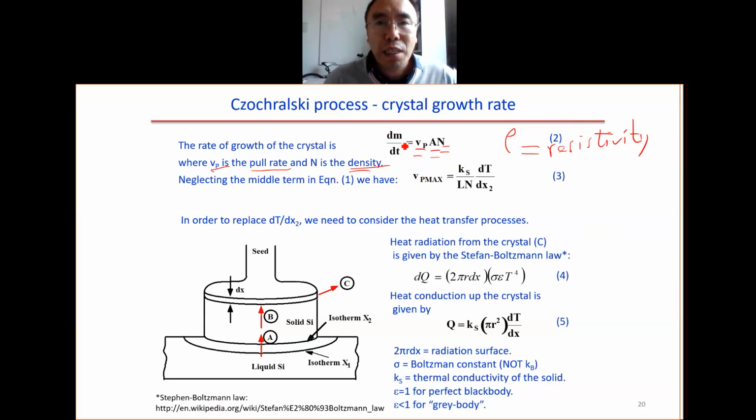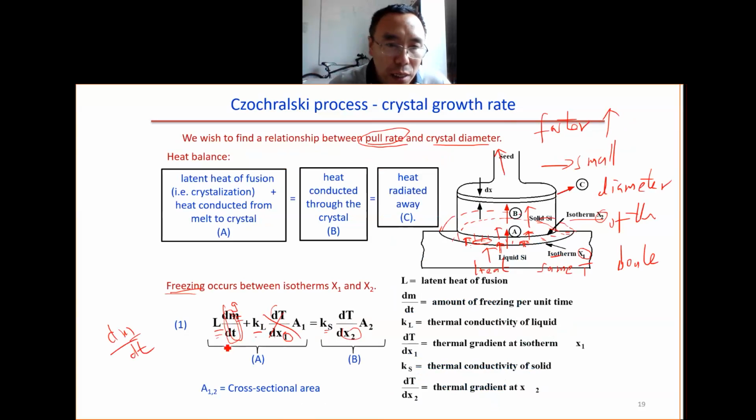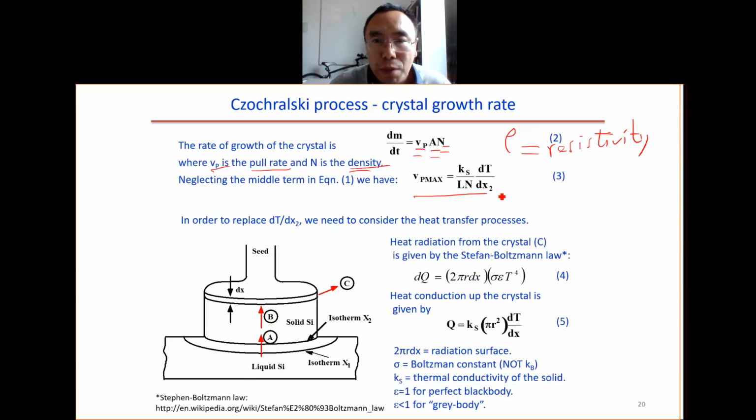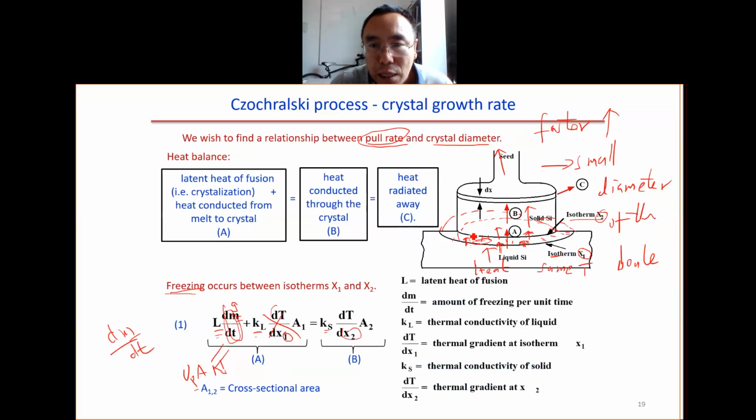So dm over dt equals V, the pulling rate, times A times N. Then we put this Van here, so dm over dt equals Van. This term we cut out, and we can find out this term finally. So we need to find out the temperature gradient at this cross section.